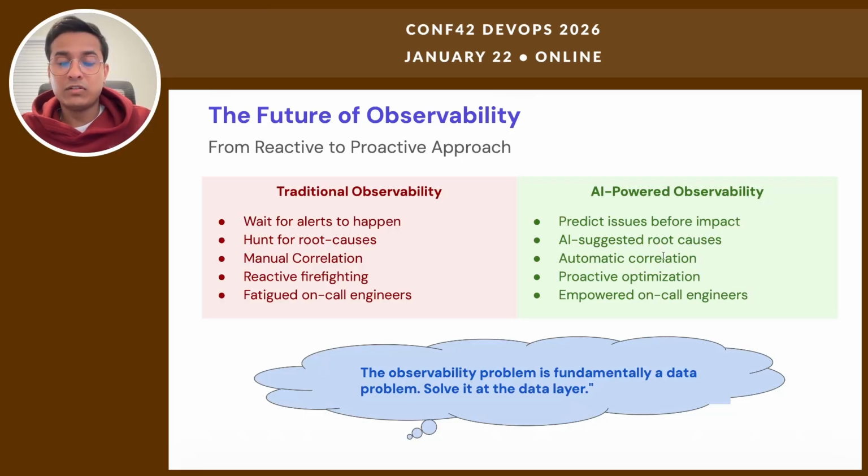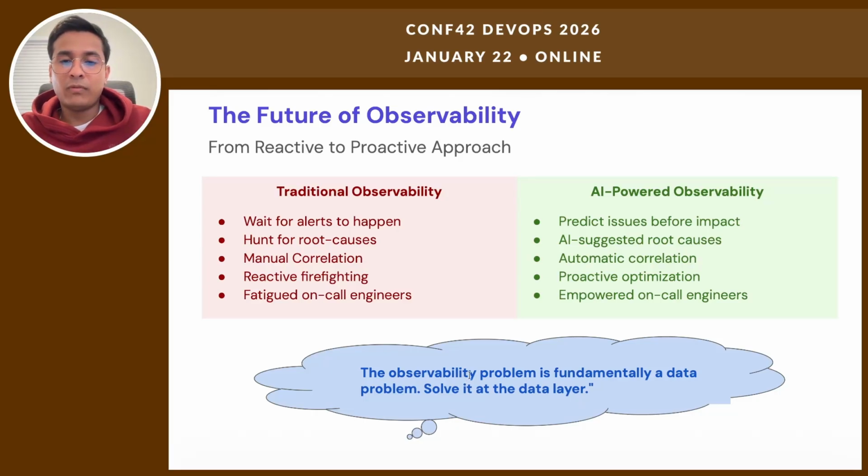So AI suggested root causes. If you get a boilerplate of the root cause, you at least get the hypothesis and can deep dive into that for creating the public facing RCAs usually. Automatic correlation, of course, and proactive optimization you get, and the on-call engineers are empowered and can focus on better things rather than solving the same problem repetitively.